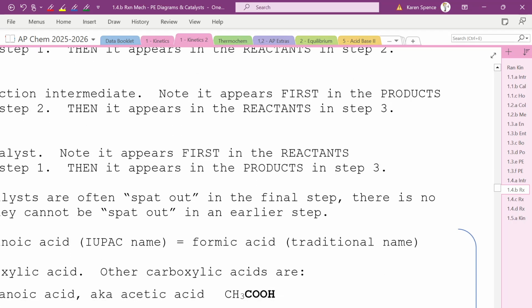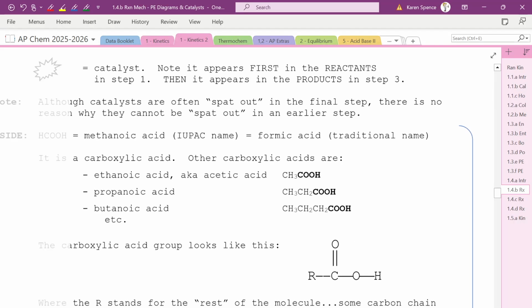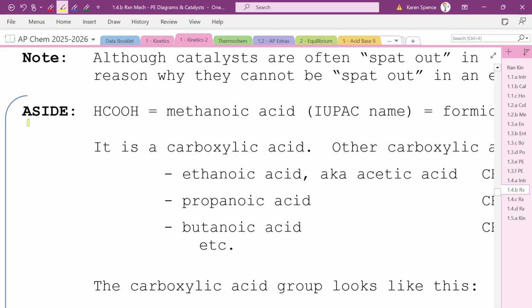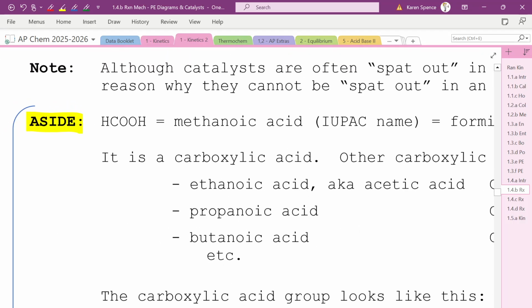We've got that, and then we have a little aside. Just a little organic chemistry aside. HCOOH is called methanoic acid. What does the meth stand for? Not just carbon, but how many carbons? 1 carbon. All right, and then we have the oic acid, which is the ending that we get for a carboxylic acid.